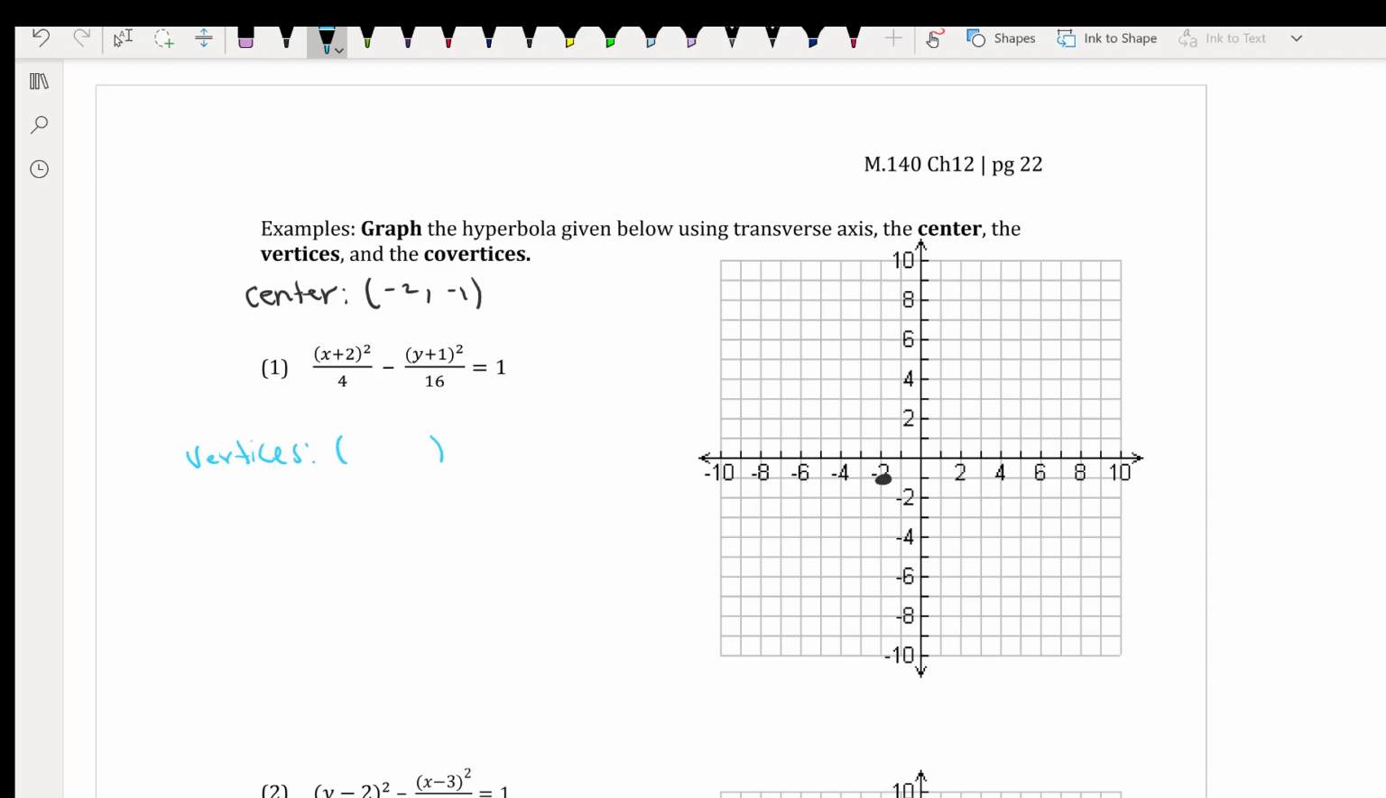I'm going to have 2 separate ordered pairs. So let's think about that. Here's my center. If I go to the right from the center, what's that ordered pair? Well, that ordered pair looks like it's 0, -1. And if I go 2 in the opposite direction to the left from the center, that looks like I'm at -4, -1. Okay. Now I'm going to deal with my co-vertices.